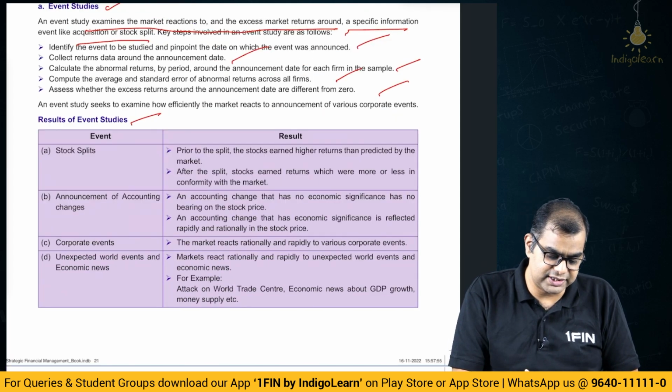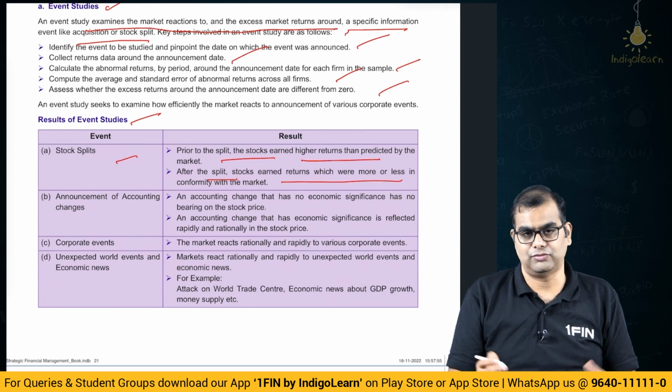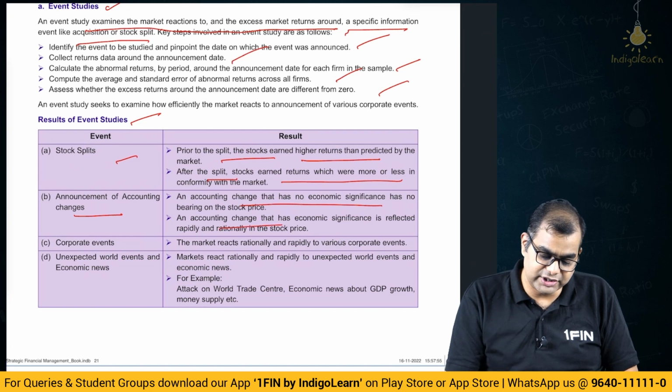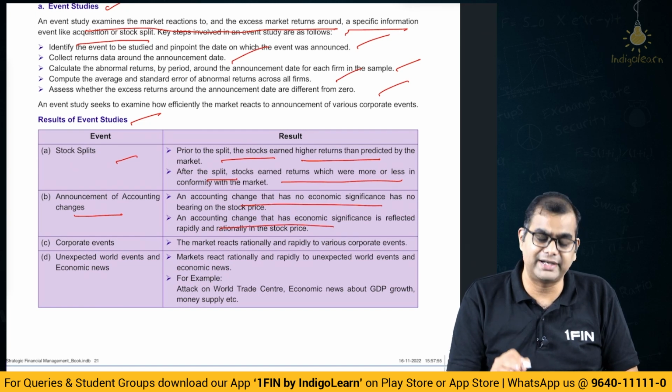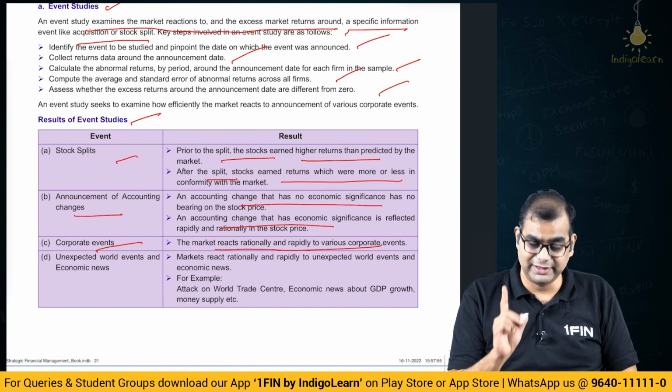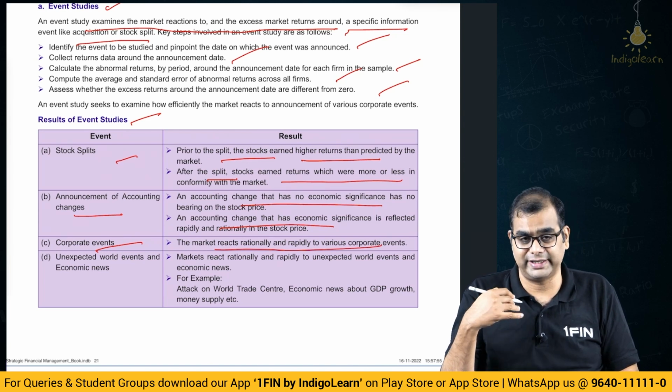What are the results of event studies? Stock splits: prior to the stock split, the stocks earned higher returns than predicted by the market. After the split, stocks earned returns which were more or less in conformity with the market. So, whatever the market expected, it got. Announcement of accounting changes: an accounting change that has no economic significance has no bearing on the stock price. An accounting change that has economic significance is reflected rapidly and rationally in the stock price. Corporate events: the market reacts rationally and rapidly. So, nobody can make an extraordinary gain.